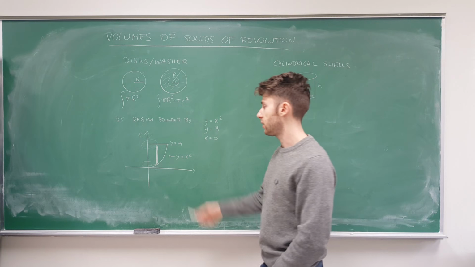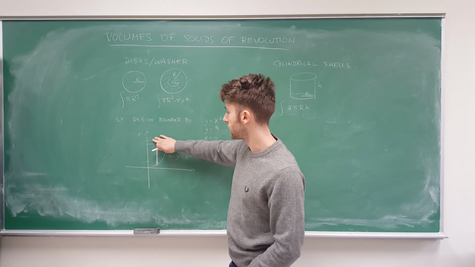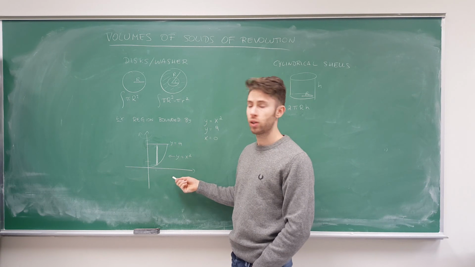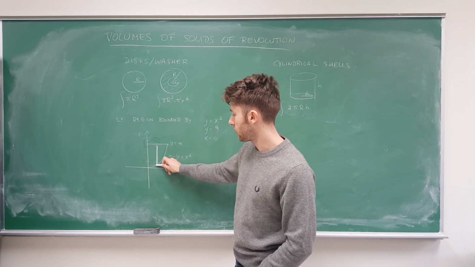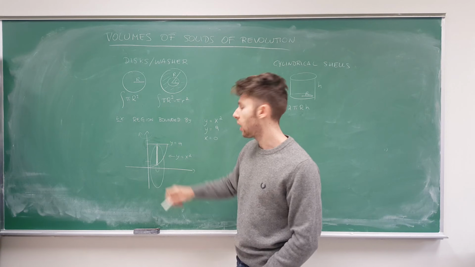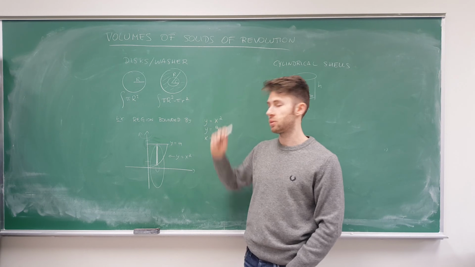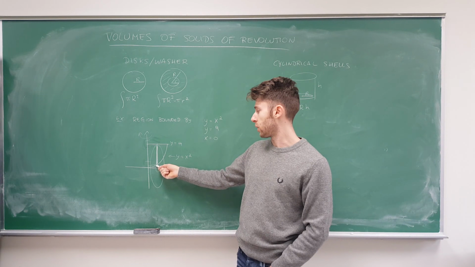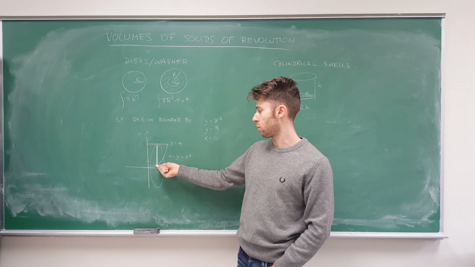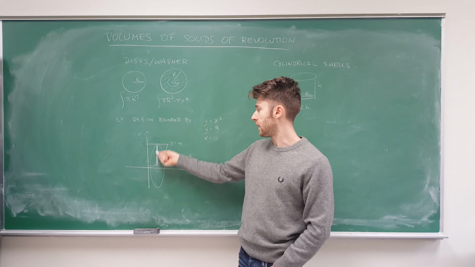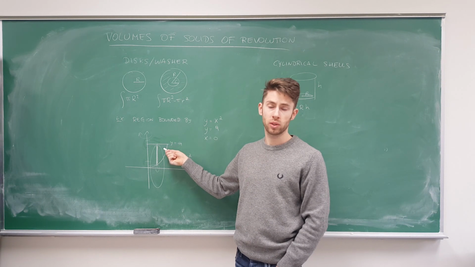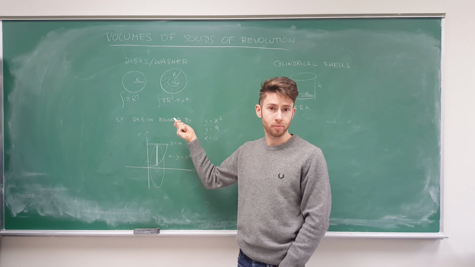On the other hand, if this was rotating around a horizontal axis, so let's suppose the x-axis in particular, then the rotation of this segment would produce a washer. So I would use this method. Computing the inner radius, which would be given by this function, so it would be x squared, and the outer radius, which would be given by this function, so it's y equals 9, and putting it in this formula.